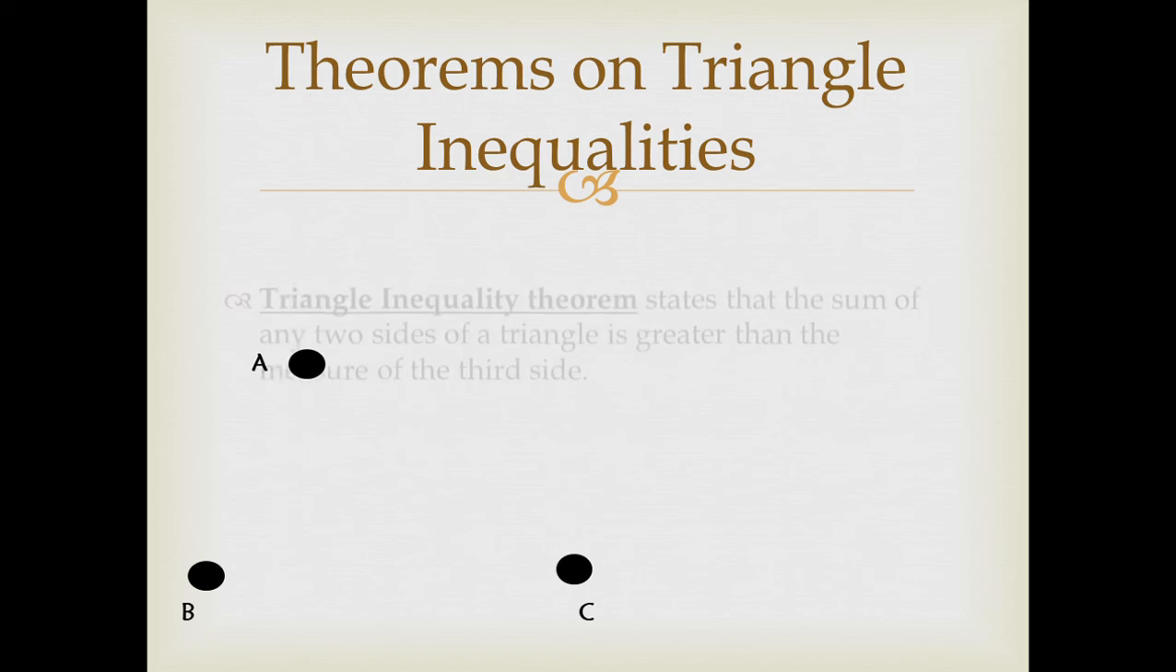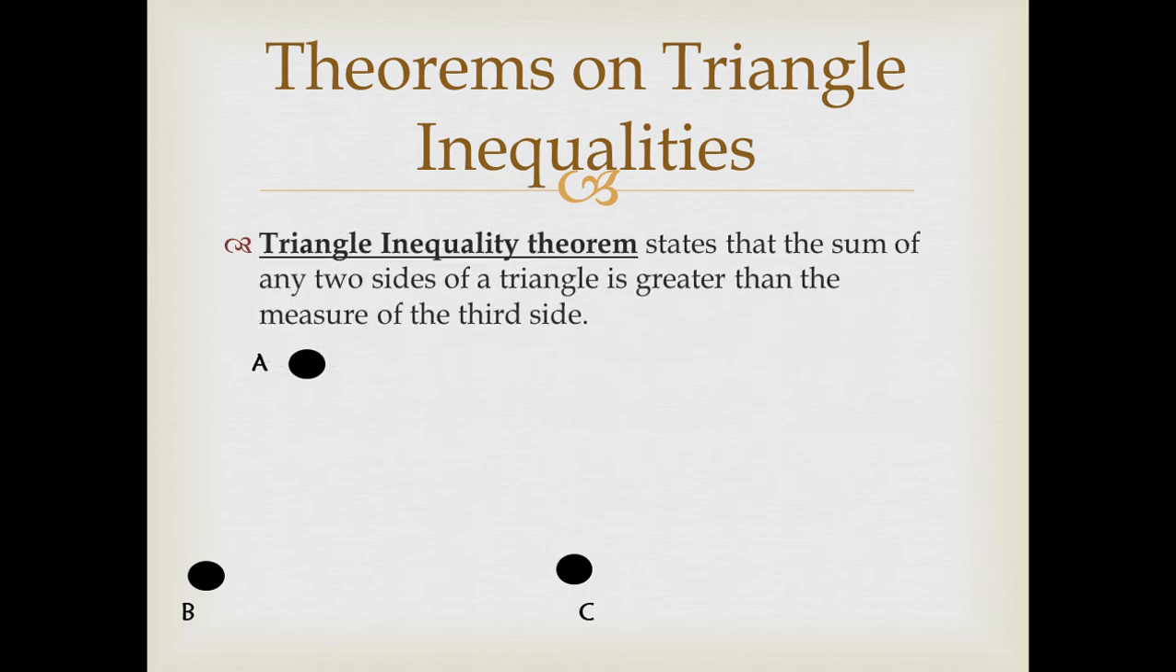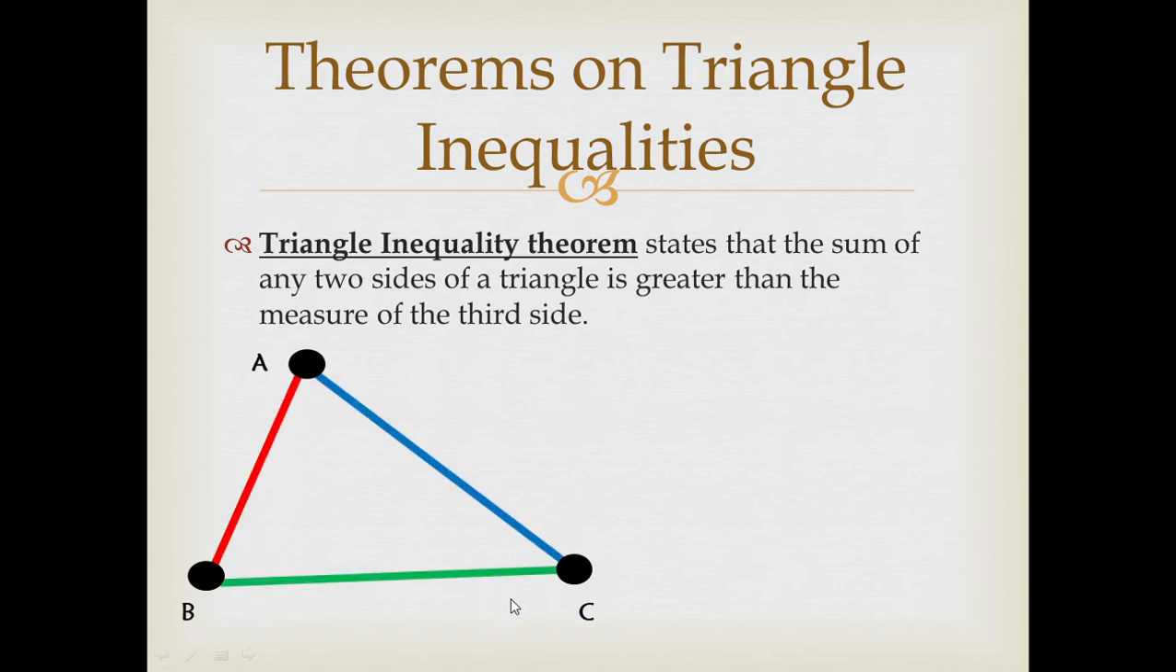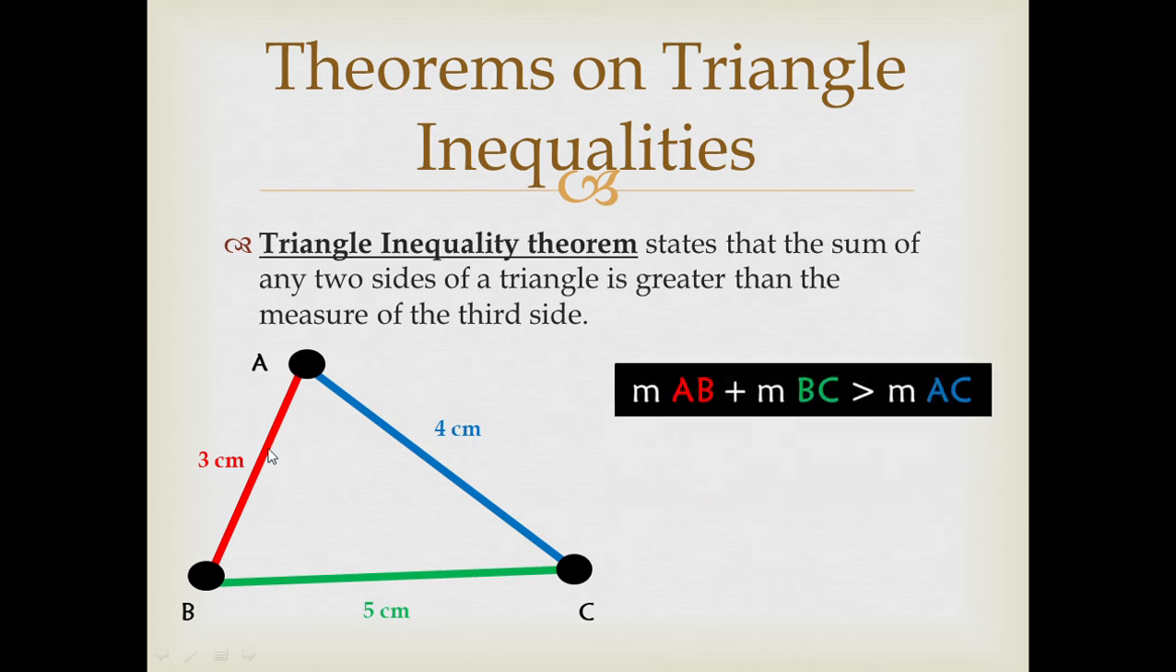Another theorem is what we call the triangle inequality theorem, which states that the sum of any two sides of a triangle is greater than the measure of the third side. So, for example, I have here three non-collinear points na makakabuo ng triangle. Let's say that this side measures 3 centimeters, this side measures 5 centimeters, and this side measures 4 centimeters. So, in the definition or statement of this theorem, if we add any two sides, let's say this side and this side, yung sum niya mas malaki sa third side.